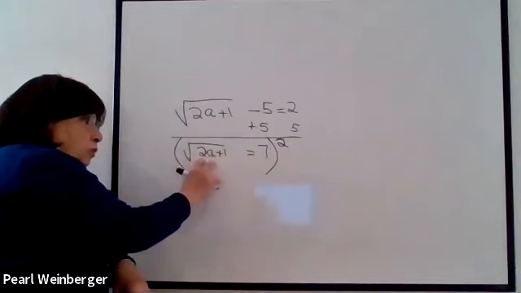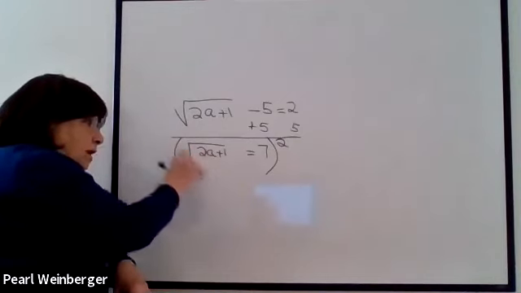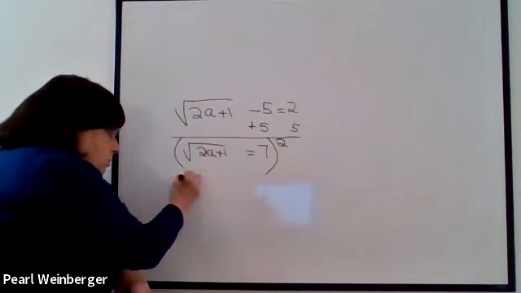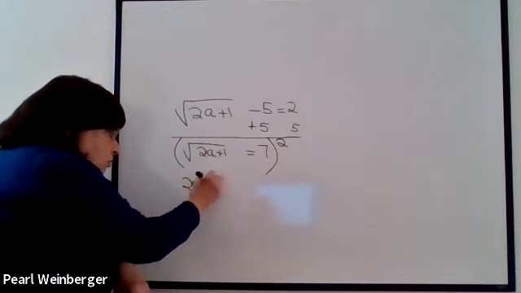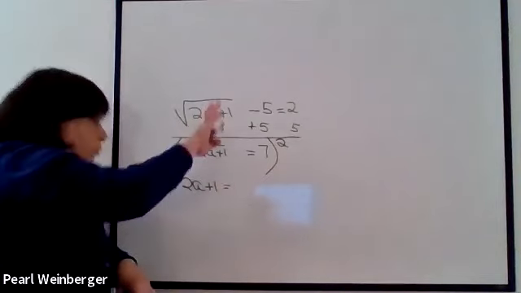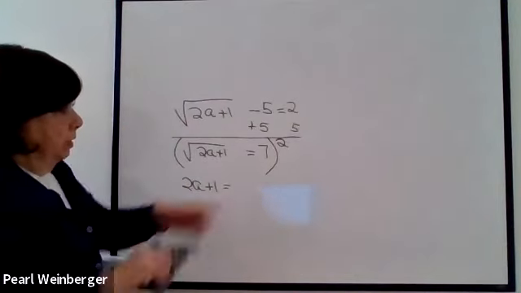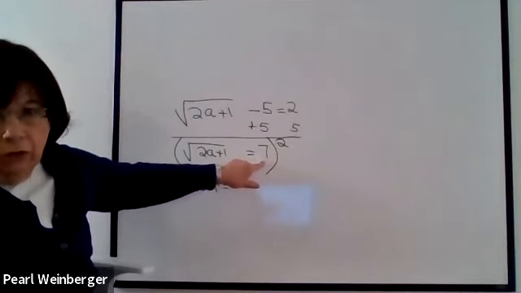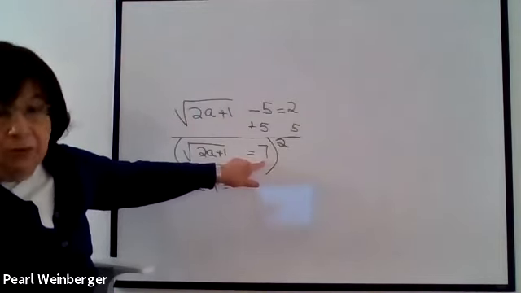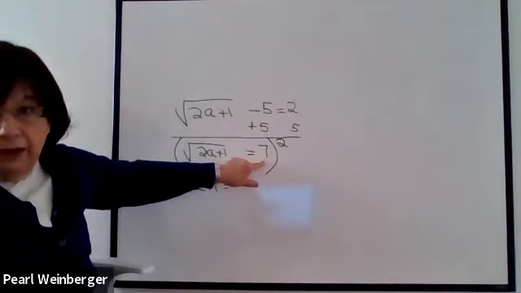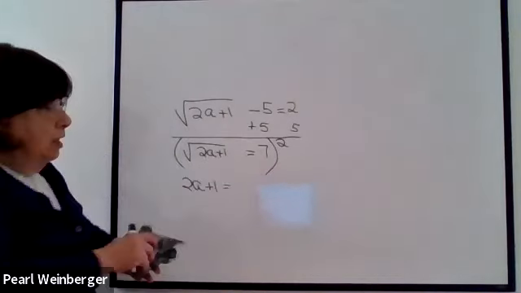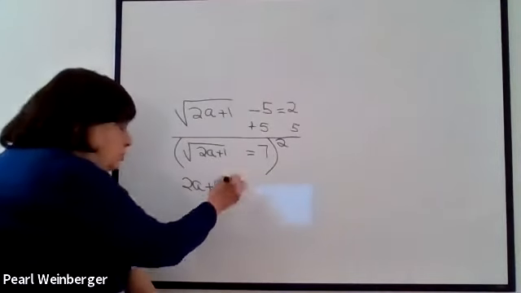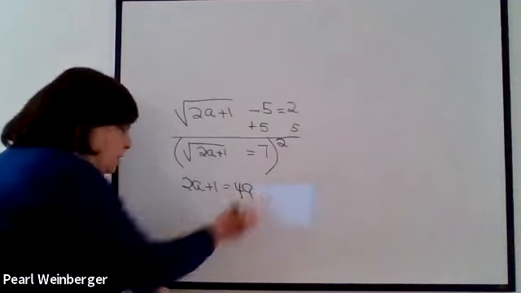Now, when I square the side that has the radical, the square root of 2a plus 1 times the square root of 2a plus 1 is just the 2a plus 1. Squaring a radical just removes that radical. The other side is a 7. It doesn't have any radical, which means when I multiply it, I have to actually multiply it by itself, 7 times 7. It only removes the radical if there's a radical there. Otherwise, I really have to do the multiplication.